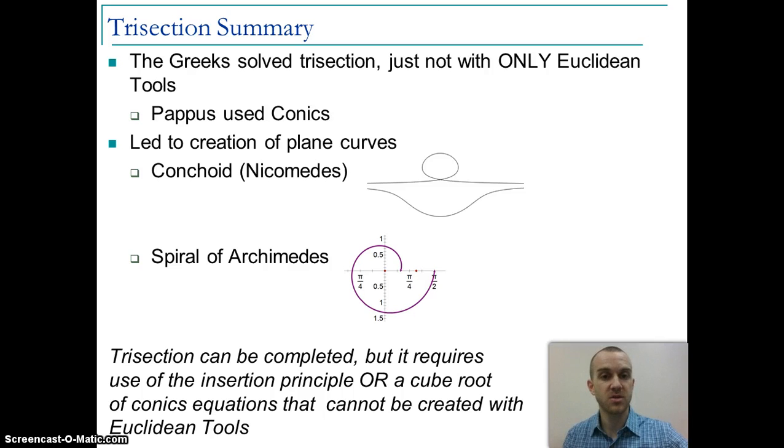For instance, Pappus used conics, and it also led to the creation of many different types of curves, such as the conchoid by Nicomedes and the spiral of Archimedes. So we know that trisection can be completed, but it requires either the insertion principle or a cube root in a conic, which cannot be created with Euclidean tools.